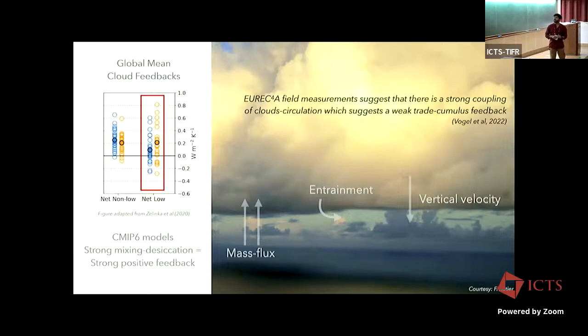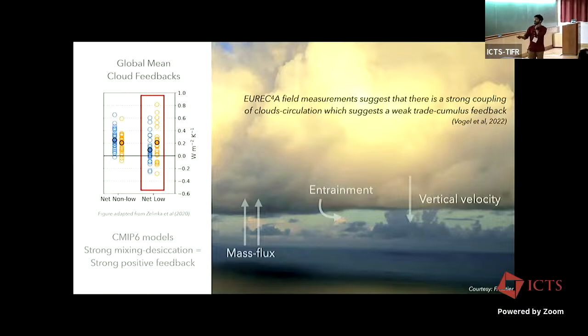So we'll look first at shallow convection. We'll pick one of the mixing desiccation problems that was hypothesized to explain this. What we see here is, like I said, this large spread in CMIP models, where they cannot agree on the sign of how low clouds should change with warming. And there's this theory which says, well, it's not a theory, it's tested. We've looked at the models, and what seems to happen is that models which have a strong mixing desiccation show a strong positive feedback.